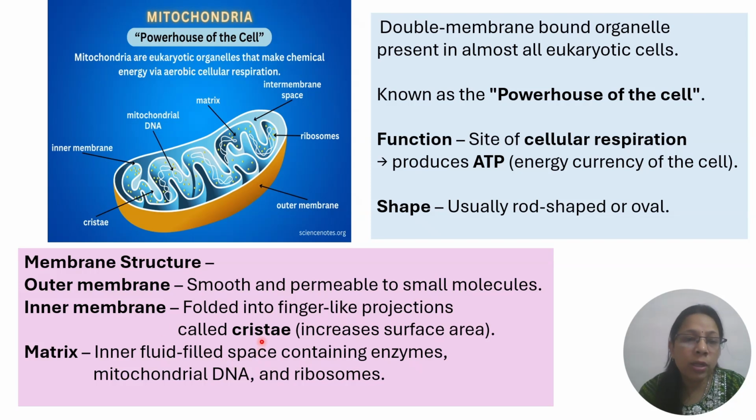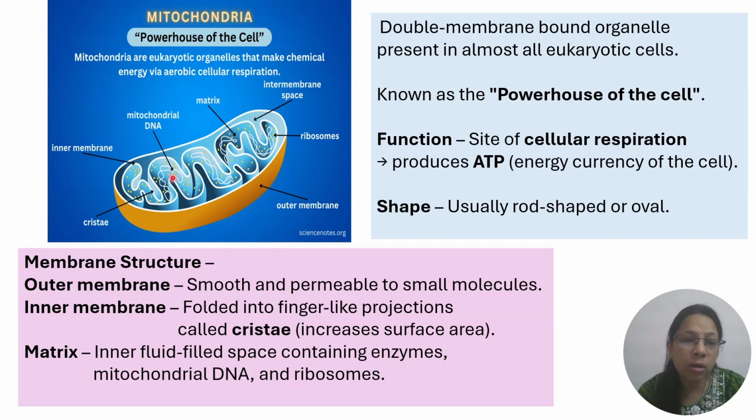And why are these foldings there? To increase surface area, because on these folded surfaces, ATP generation takes place. So to provide more surface area, foldings are there for the inner membrane, and these foldings or projections are called cristae. And the matrix which is present inside the mitochondria is nothing but fluid which fills the space, and this fluid contains enzymes, DNA and ribosomes.